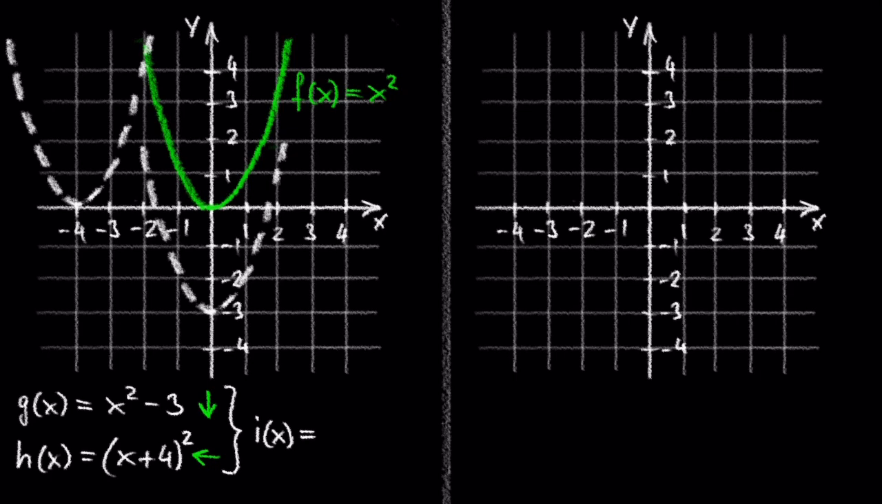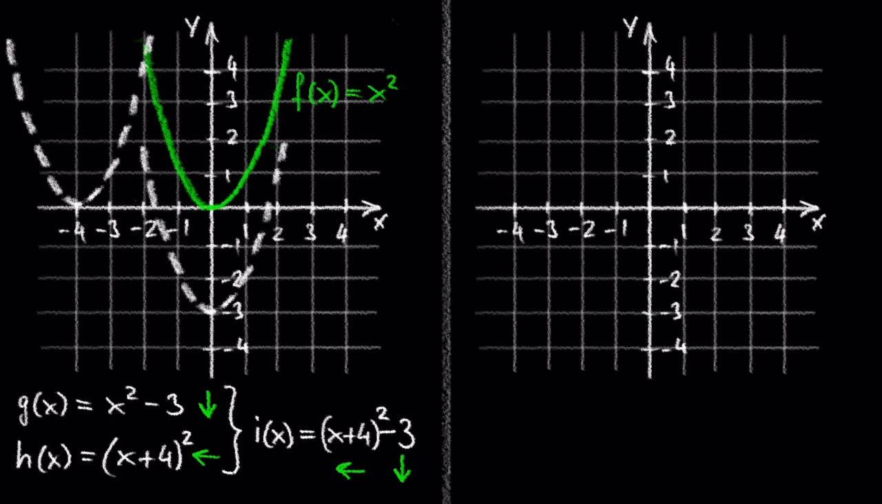We shift the graph 3 units down by subtracting 3 from the function notation. And we shift the graph 4 units to the left by plugging in x plus 4 instead of x. So we get h of x equals (x plus 4) squared minus 3.